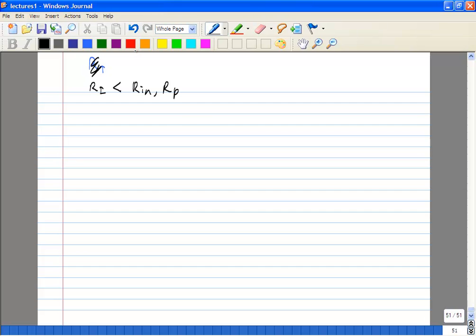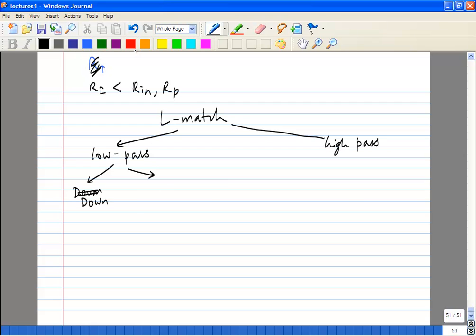Okay. So now, the L match we looked at. We have different kinds, right? We have low pass and high pass, and for each one of these we had down and up. The advantage of the pi match is that you can do either down or up with the same topology of network, right? So you don't have this separate down and up, because you have the freedom of choosing Rn and Rp differently.